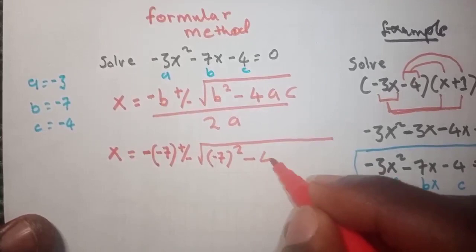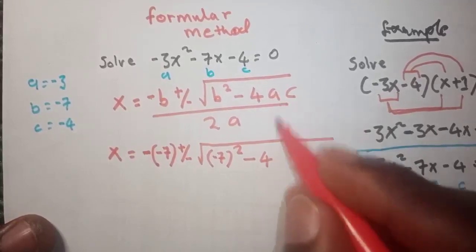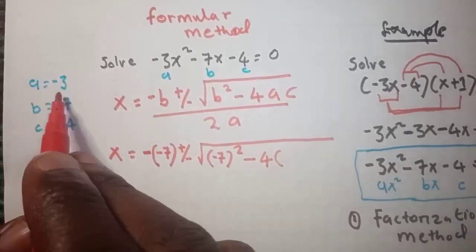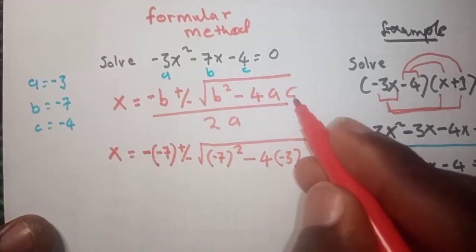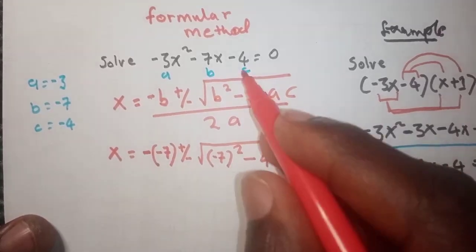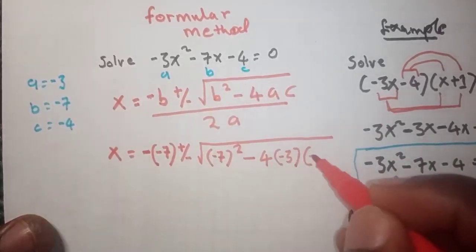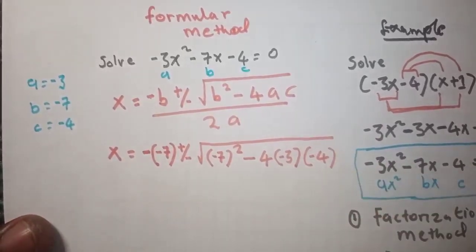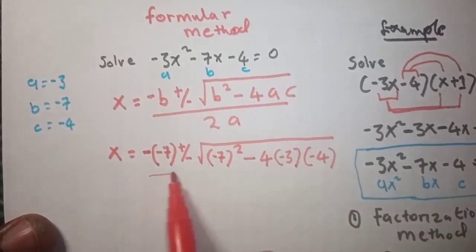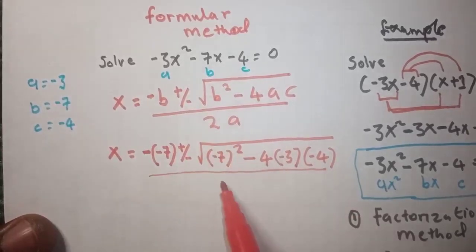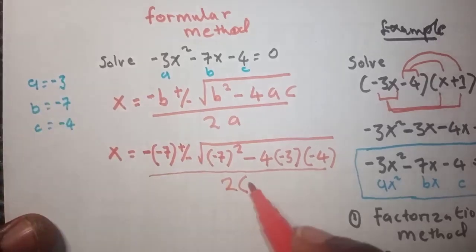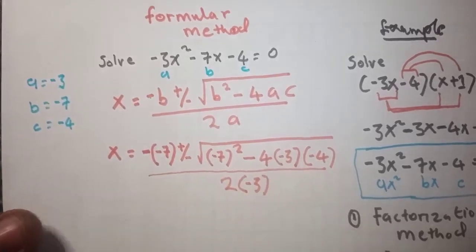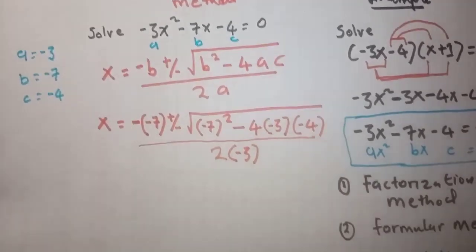Then minus 4. Again, you want to replace a, open the brackets. What is a? A is -3. Then you have c again, so you open the brackets. What is c? C is -4. Okay, so you're done replacing here, but remember, don't forget there's 2a down. So 2, again a, you want to replace, open the brackets, a is -3. So here we're just replacing the letters with the numbers.